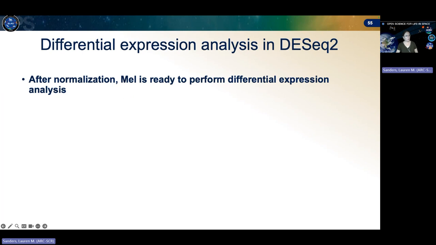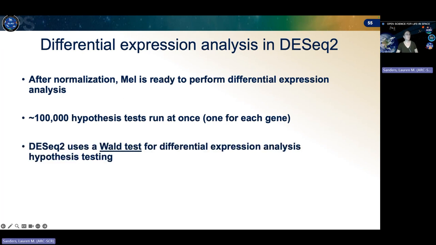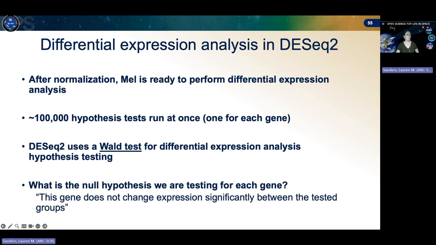So after we've taken care of that sequencing depth issue, we are ready to perform differential expression analysis using DESeq2. Once again, we could think about this as 100,000 hypothesis tests run at once, one for each gene, where we're testing the hypothesis, is this gene differentially expressed? DESeq2 uses a Wald test for the differential gene expression analysis. And like I said, the null hypothesis we're testing for each gene is that this gene does not change expression significantly between the tested groups.